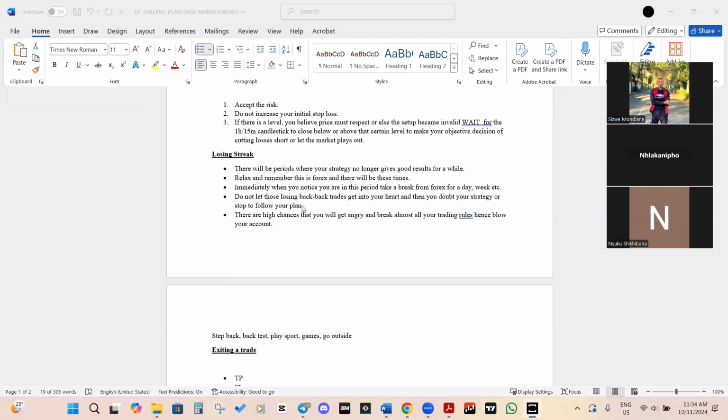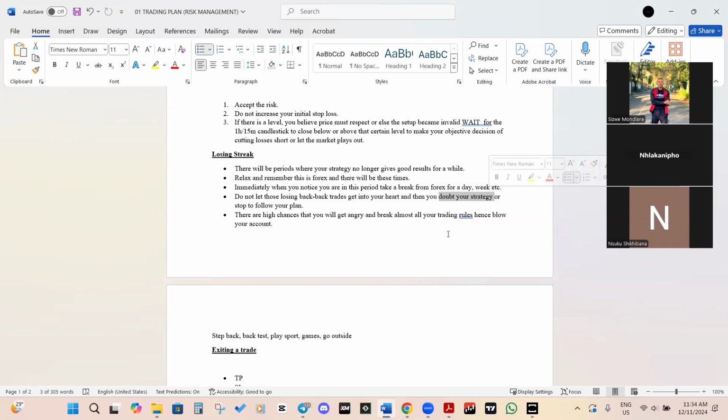Okay, exactly. And then another important one is this one. When you are in a losing streak, never let the back-to-back losses get to your head or your heart, or you start doubting your strategy. Because the moment you start doubting your strategy, that's when you do what? You leave that strategy and then go and search for another strategy.